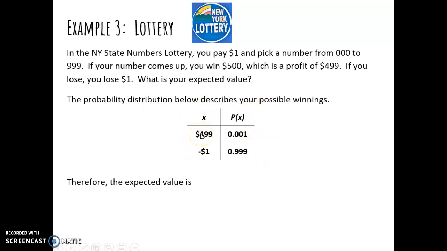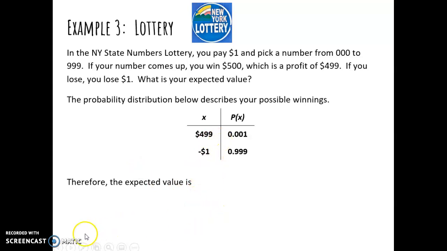You can either win $499, because again, you win $500, but you had to pay $1. So that's a profit of $499, and that probability was 0.001. And then you could lose, and if you lose, you just lose $1. And that probability is 0.999. So we want to find the expected value.